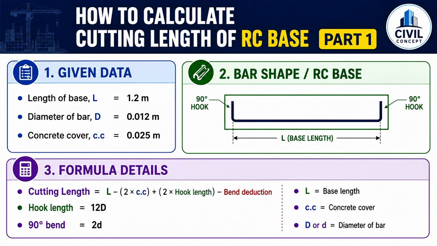This RC base bar has two 90-degree hooks, one at each end. That means while calculating the cutting length, we need to consider the base length, add the hook lengths and subtract the bend deductions. Now the formula for cutting length is equal to L minus 2 times concrete cover plus 2 times hook length minus bend deduction. Now we know that hook length is equal to 12D and for 90-degree bend deduction is equal to 2D.